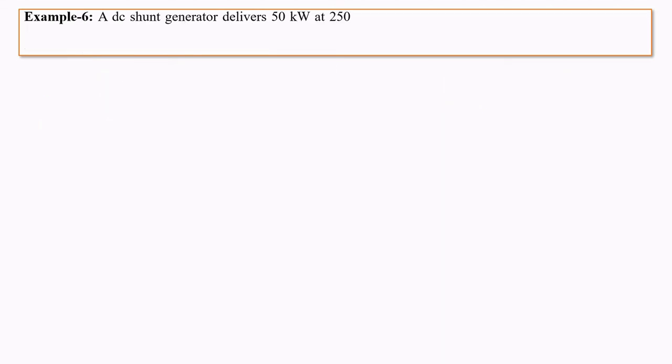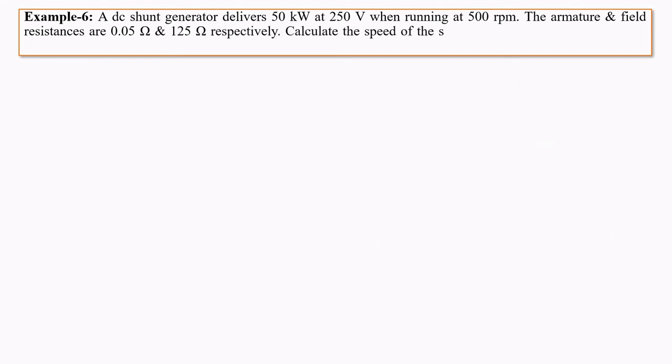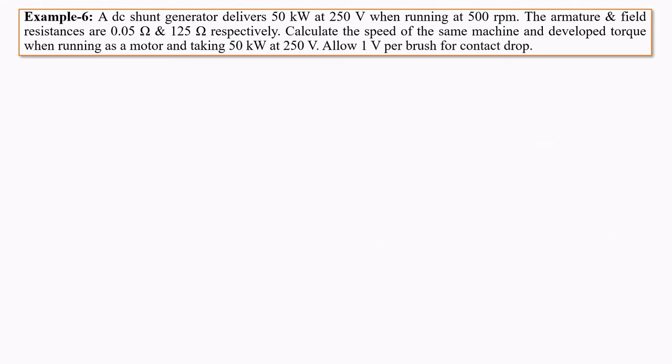The next question is, a DC shunt generator delivers 50 kilowatt at 250 volt when running at 500 rpm. The armature and field winding resistances are 0.05 and 125 ohms respectively. So calculate the speed of the same machine and developed torque when running as a motor and taking 50 kilowatt power at 250 volt. Allow 1 volt per brush for the contact drop. So here is the solution.